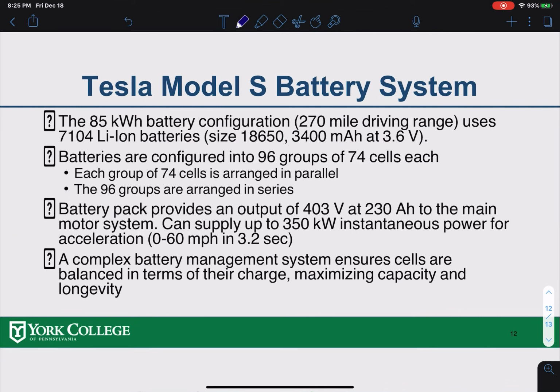And also Tesla, a car can drive more than 270 miles now, and they have 7,104 lithium-ion batteries in there, and each of them has 3,400 milliamp hour and 3.6 volts. So it's a huge battery pack out there. It's not one battery, it's not two batteries, it's like 7,104 batteries in a Tesla. So we can also do this example in the class.